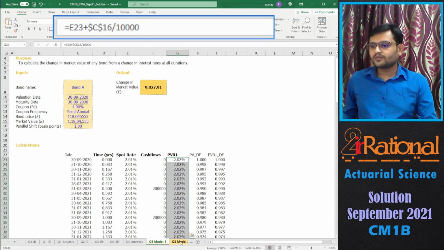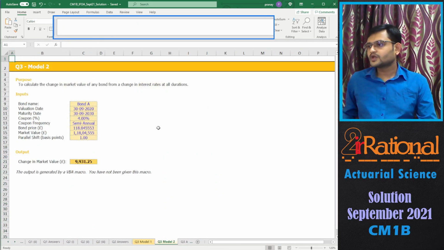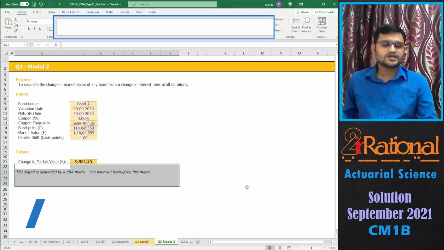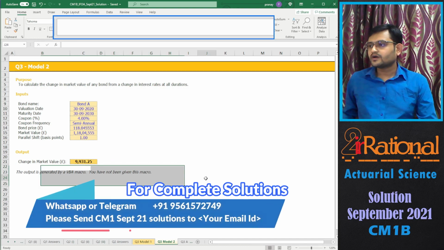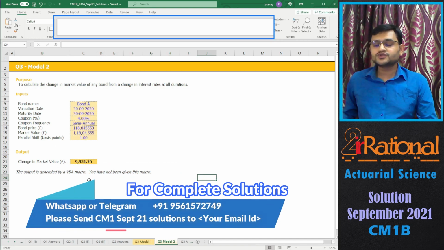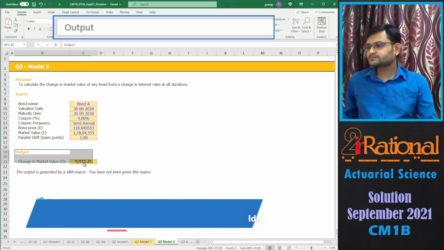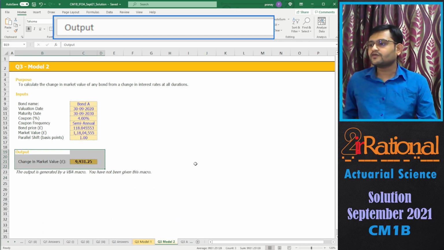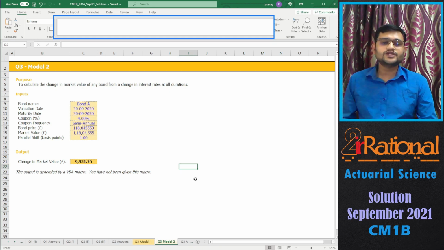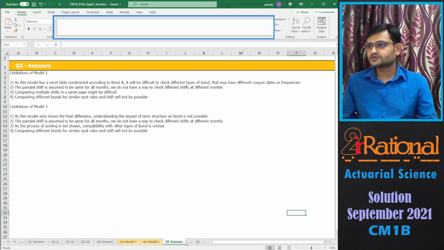Then let's look at model 2. So in model 2, we have exactly the same bond, and how we get these values is not part of our sheet here. It is using some VBA macros. And we just have the value in change, the change in market value. Okay, so we just have the final answer. We have to talk about the limitations of both of these models.